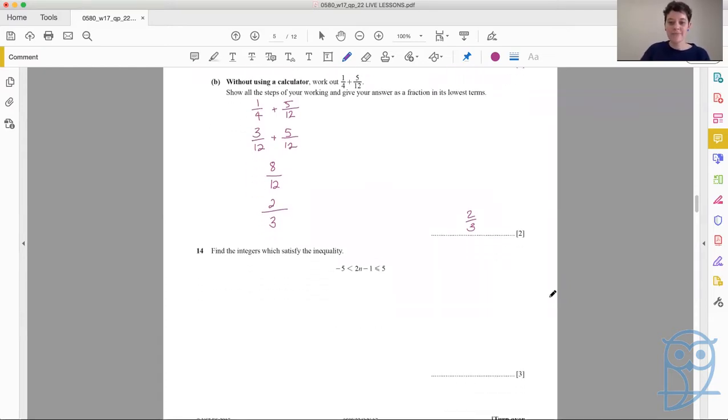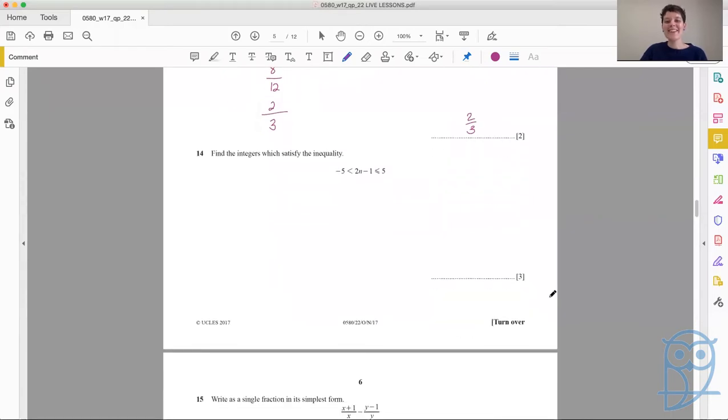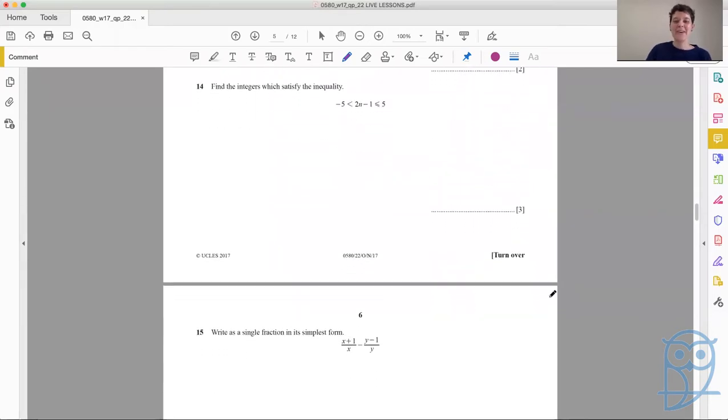From fractions to inequalities. Quite a change. Okay, so find the integers which satisfy the inequality -5 less than 2n minus 1 less than or equal to 5. So this one's a little bit different. You've got two inequalities, but you've also been asked in the question to find the integers. Not just to find all the values or the range of values, they want just the integers that satisfy this inequality.